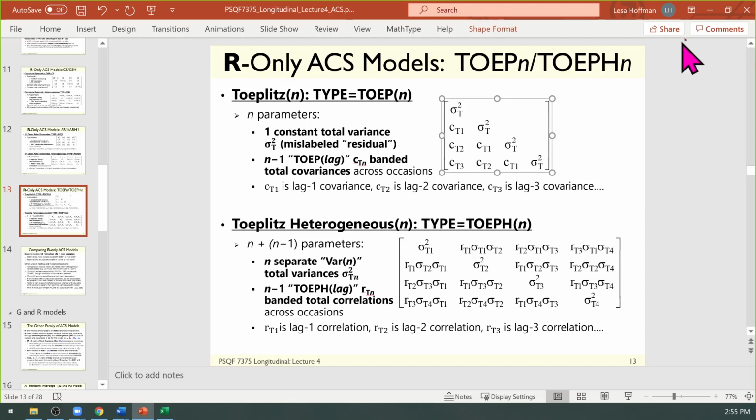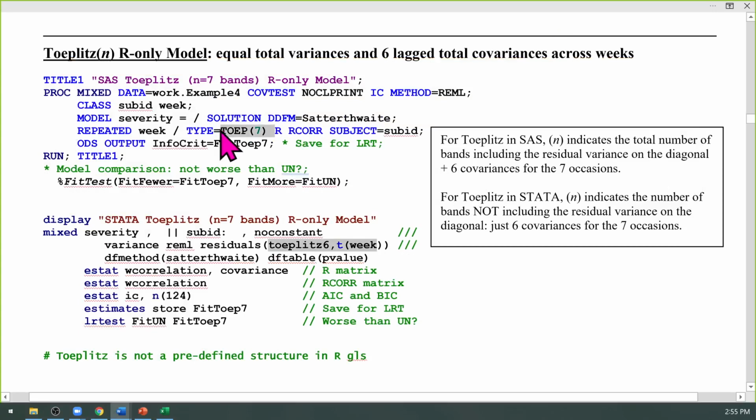And so what a Toeplitz 7 means in this case is that we have a relationship all the way through the matrix. So the highest one is with the first occasion and the 7th occasion, so that's lag 6. So there's 6 possible relationships being estimated, and then the 7th is because in SAS it counts the diagonal. So there's 7 parameters total because I have 7 occasions. Stata, just to mess with you, doesn't count the diagonal. So that's why Stata calls it Toeplitz 6 instead of 7. But it's the same idea either way.